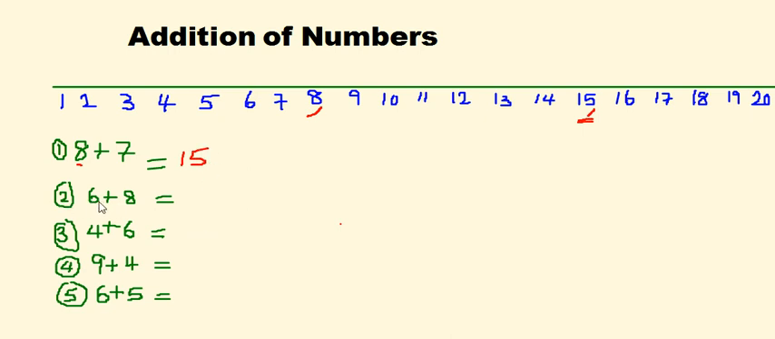Number 2, 6 plus 8. This is 6, we have 6 here, plus 8, then you start counting from 7: 1, 2, 3, 4, 5, 6, 7, 8. So the answer is 14. 6 plus 8 equals 14.